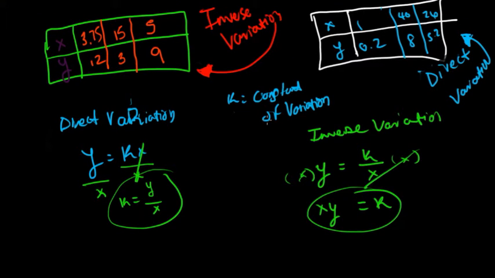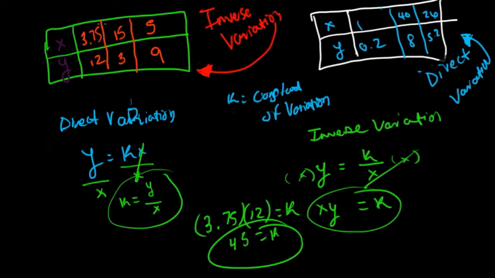Okay, so let's go ahead and see what we'll get here. Let's test to see if this really is an inverse variation. In order for it to be an inverse variation, x multiplied times y should give you k. So x, which is 3.75, times y, which is 12, should give me k, if this is an inverse variation. Okay, well, let's see. What is 3.75 times 12? Well, we get 45. So 45 is equal to k.